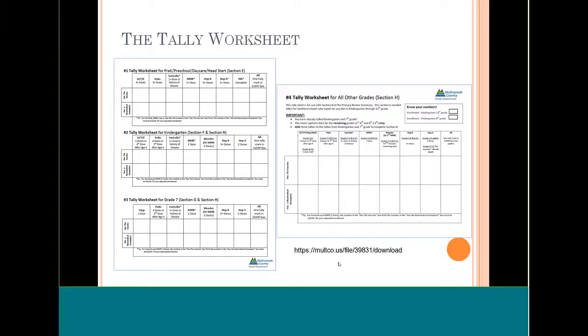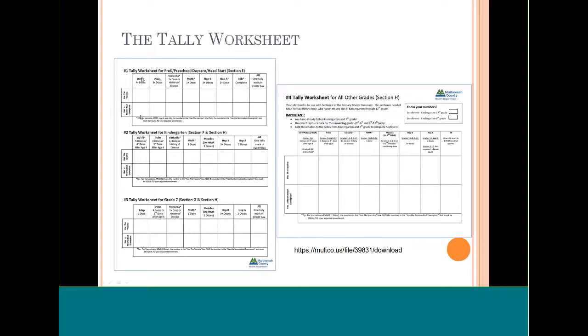So if we take a little bit closer look at this tally worksheet, you'll notice that there are 4 different worksheets, one for each of the age groups that we need you to report on. Tally worksheet number 1 up here is for preschoolers, daycare, Head Start. For some of you, that's the only one you'll use. Tally worksheet number 2 is for kindergartners. Number 3 is for 7th graders only. And then tally worksheet number 4 is kind of the catch-all for the other grades. It's grades 1 through 6 and 8 through 12.